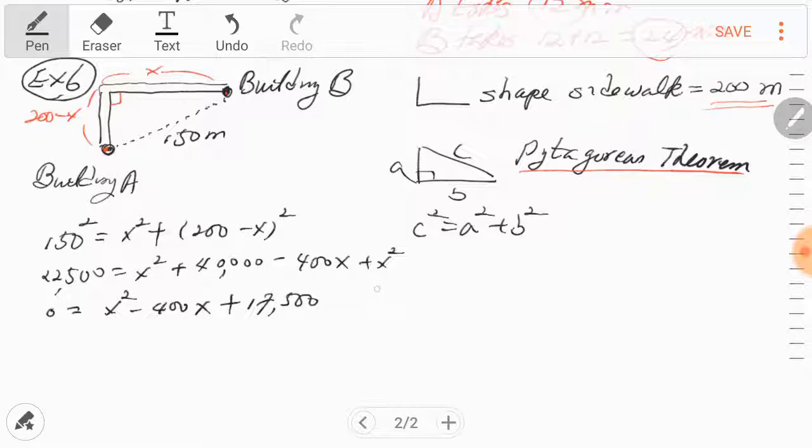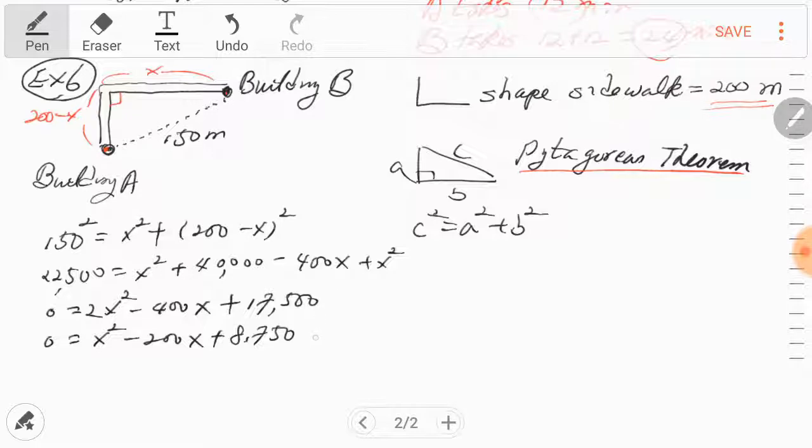Alright, from here, so we have an equation like this. Oh, this is 2x, sorry, this is 2x. And then since these numbers are even, we can divide it by 2. So minus 200x plus 8,750. So we have a quadratic equation, then let's find x.